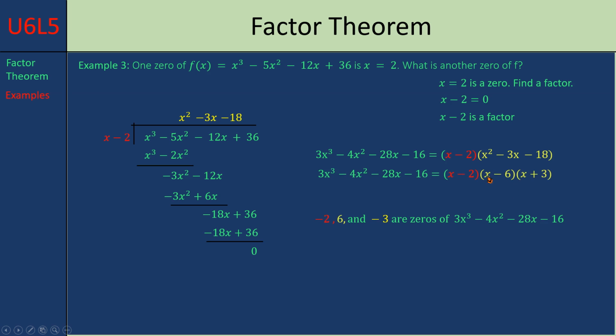So here I factor that. I get x minus 6, x plus 3. So from these guys, I get that these are the zeros. So 2 is a zero, 6 is a zero, and negative 3 is a zero.